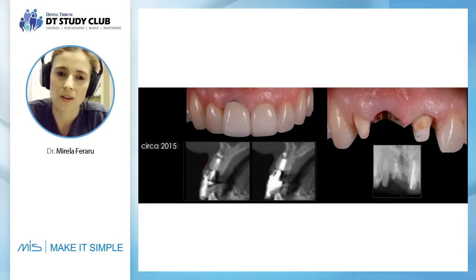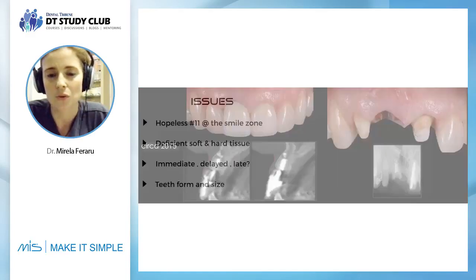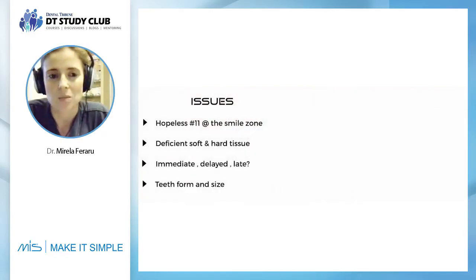And after an intense discussion about what would be the best treatment choice for her, we decided to go for single unit teeth. That meant that this hopeless tooth would have to be replaced with an implant. So a fixed partial denture was taken out from the treatment plan. We looked at the CBCT and we decided to go for a staged approach because we had several issues.